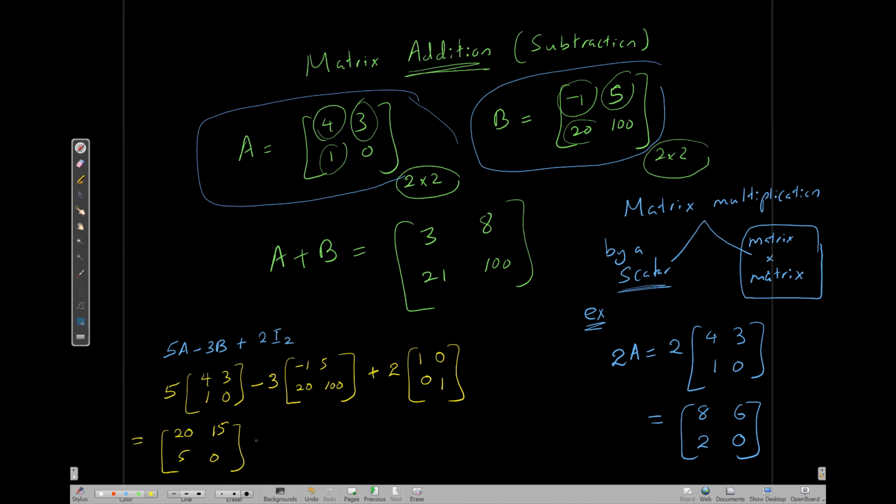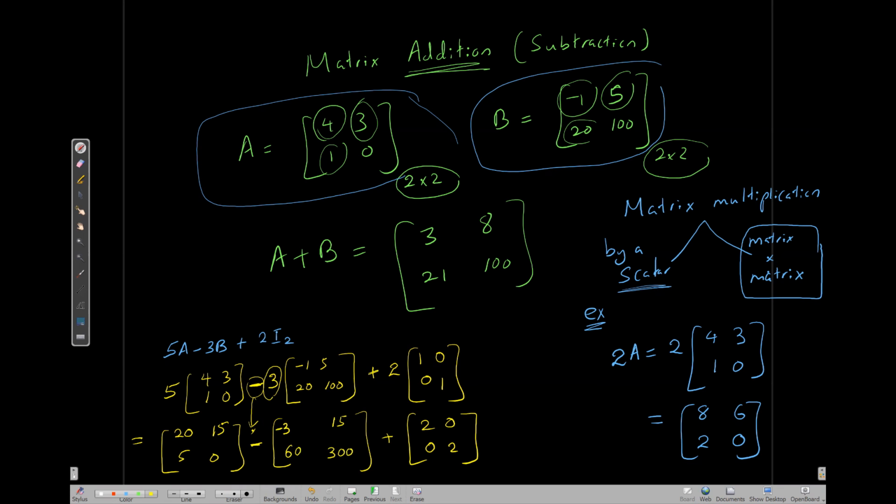So that's scalar multiplication. Let me go to the third one and deal with it first. So 2, 0, 0, 2. Second one, because of the minus sign, you have to be careful. I will leave this minus for the time being, and then I will take this 3 inside. So 3 into negative 1, negative 3, and 3 into 5, 15, 3 into 20, 60, and 3 into 100, 300.